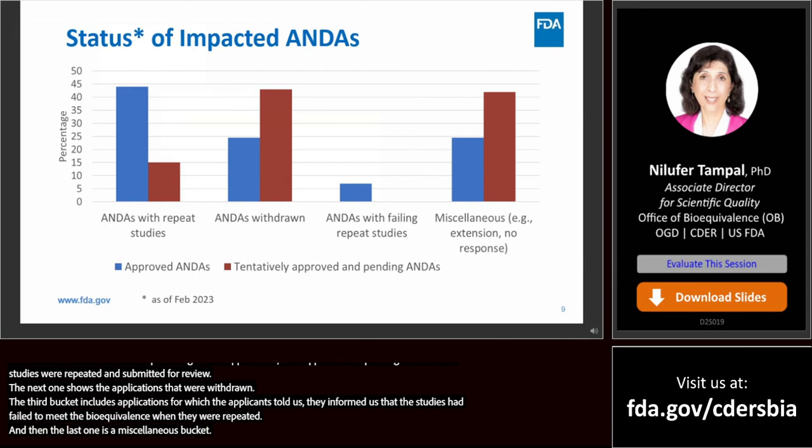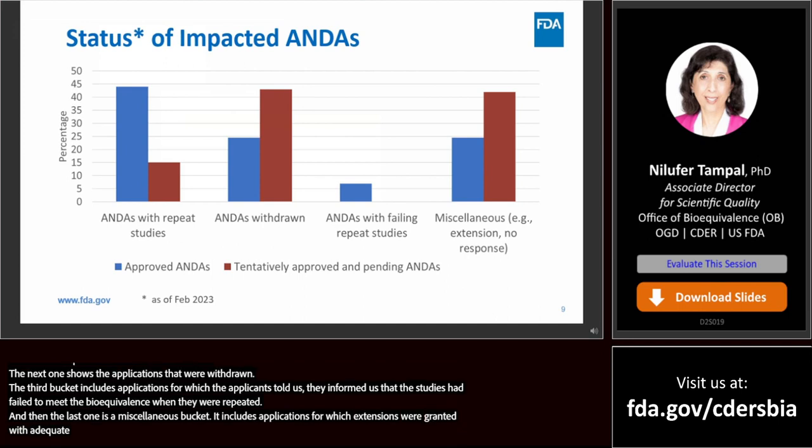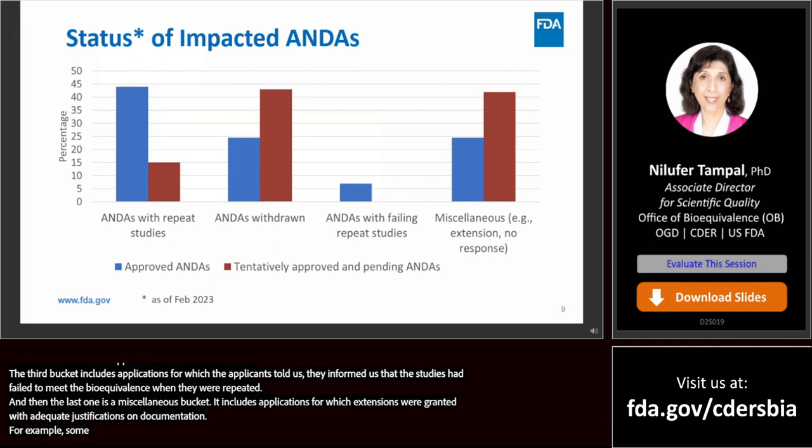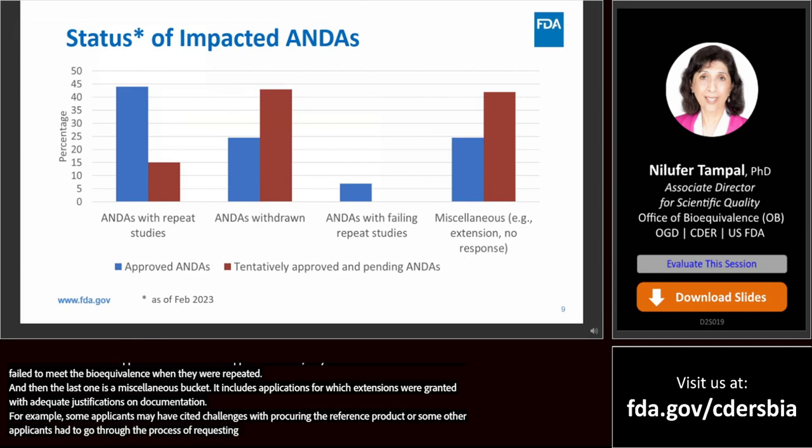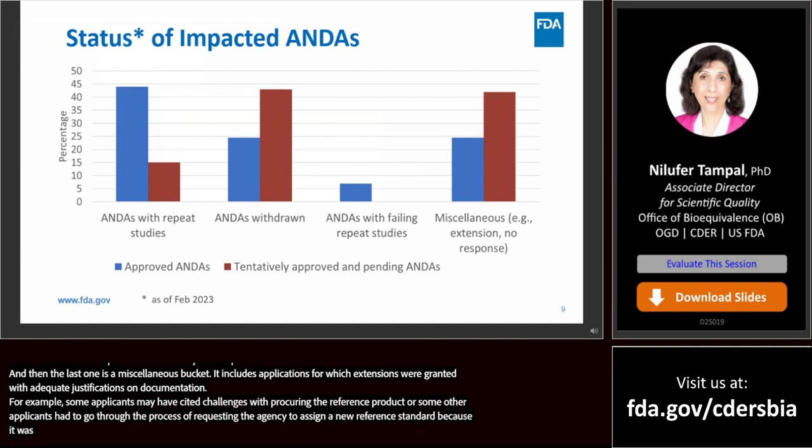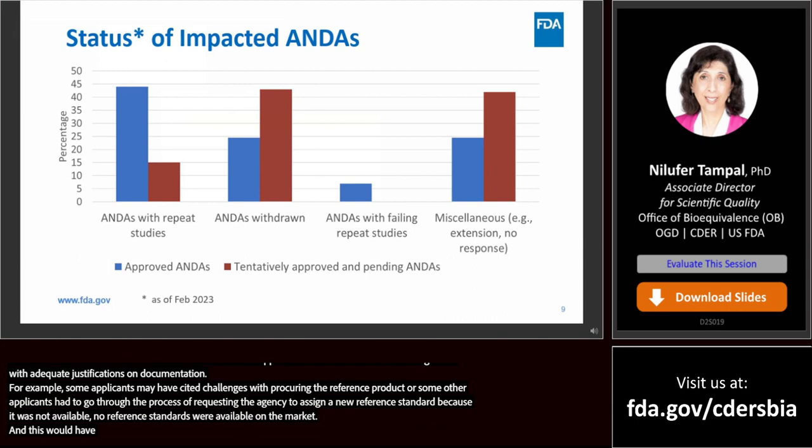It includes applications for which extensions were granted with adequate justifications and documentation. For example, some applicants may have cited challenges with procuring the reference product, or some other applicants had to go through the process of requesting the agency to assign a new reference standard because no reference standards were available on the market. And this would have caused some delays for them to start the studies. In addition, we also have to remember that this was all happening during the COVID period.